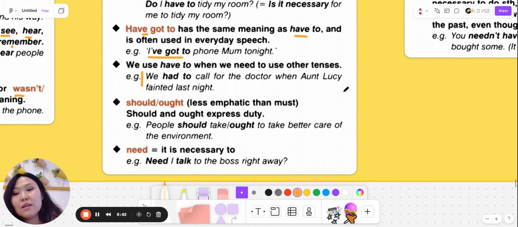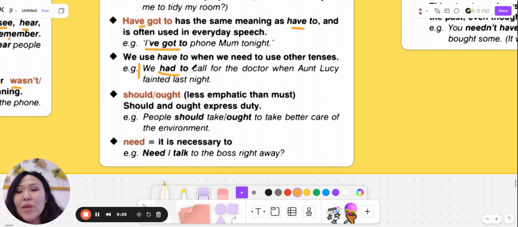But if we need to tell about past actions, some other tenses, I mean, we change it and we use have to. We had to call the doctor when Aunt Lucy fainted last night. Yeah, I hope you remember fainted. So, next ones are should and ought.